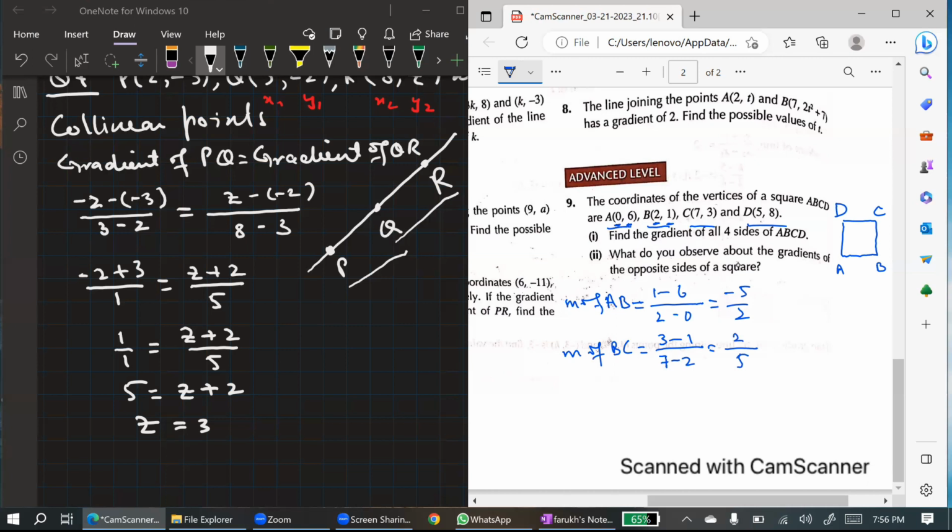Now gradient of CD. CD is 8 minus 3 over 5 minus 7. Minus 5 over 2. Now M of AD. AD is 8 minus 6 over 5 minus 0. 2 over 5.